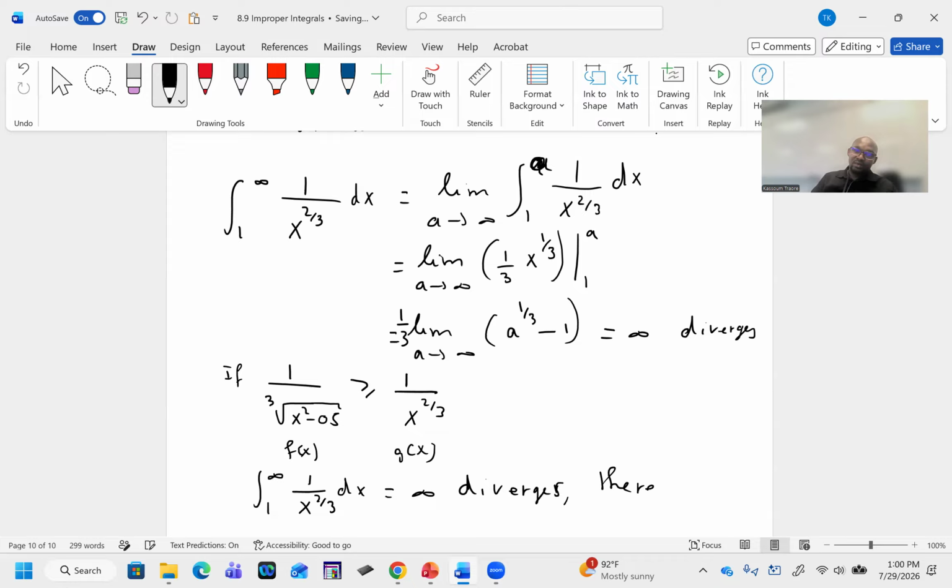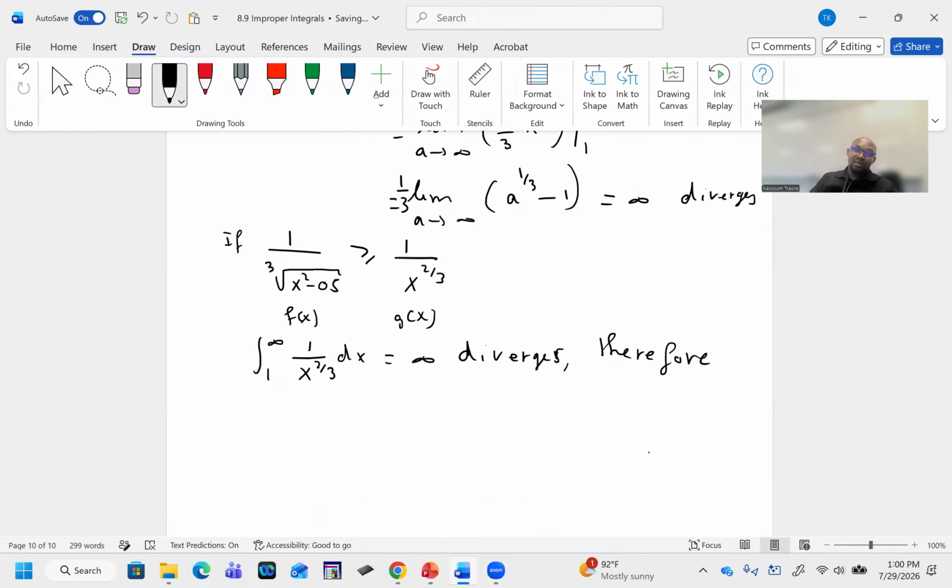Therefore, by the comparison test, the integral from 1 to infinity of dx over cube root of x squared minus 0.5 diverges.